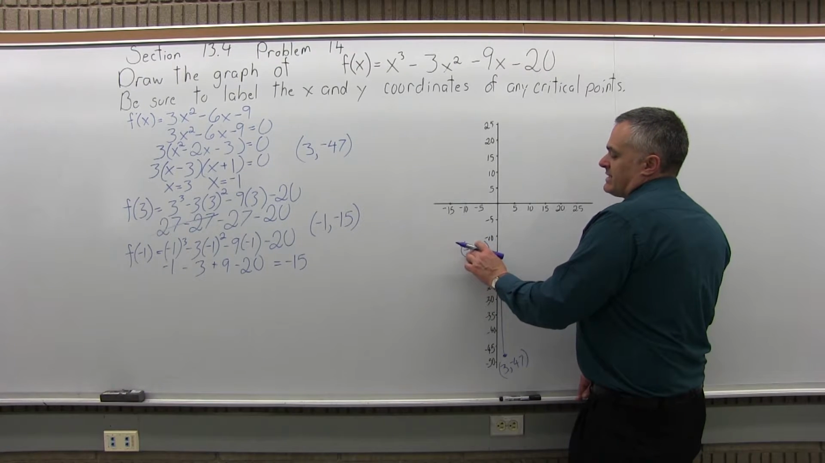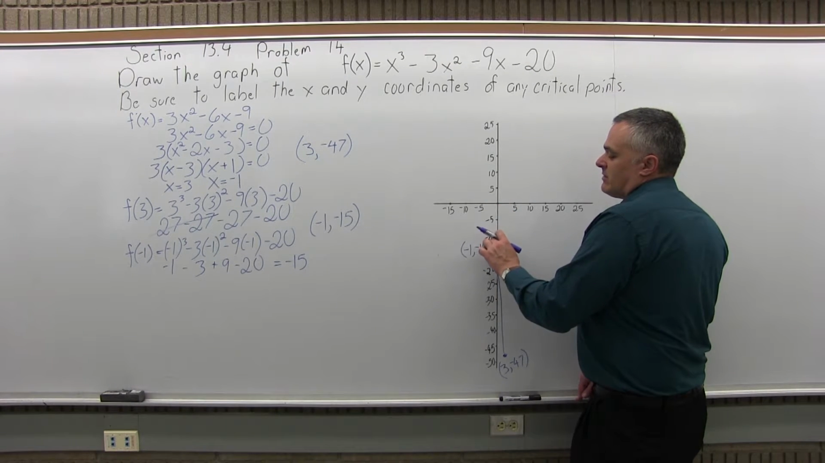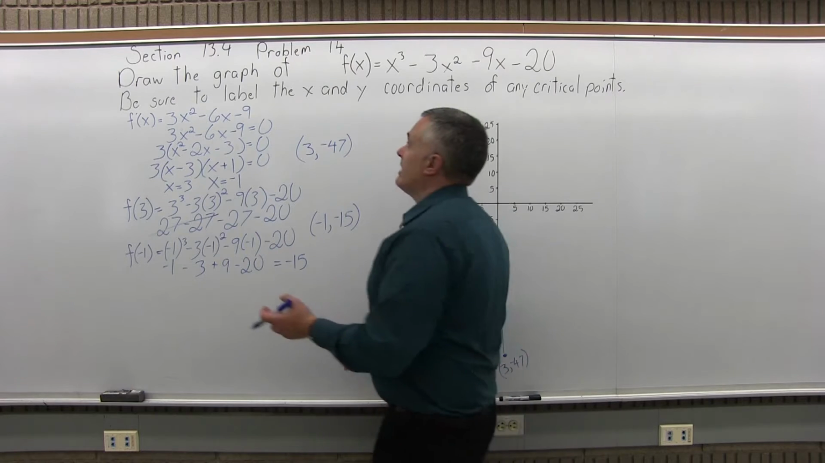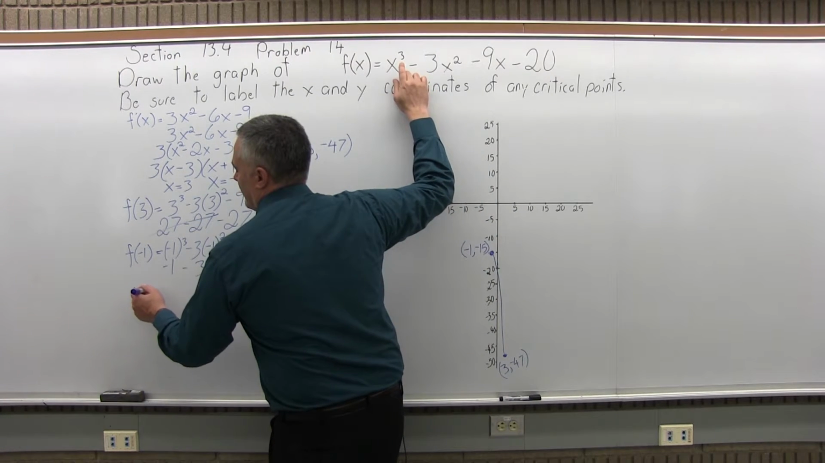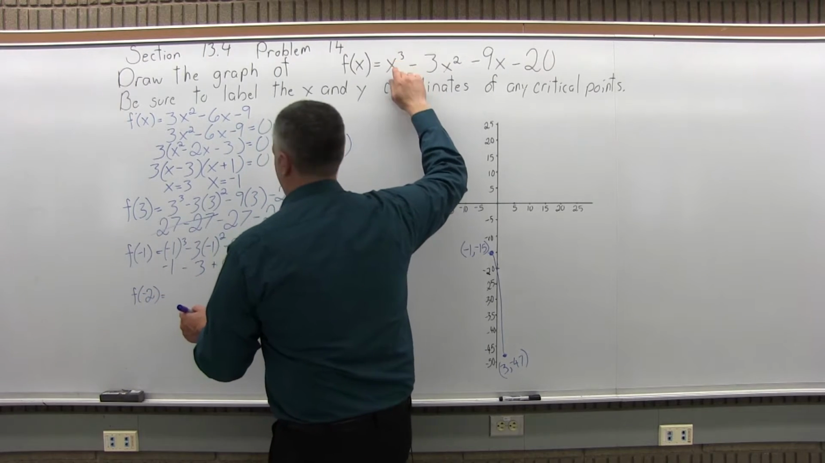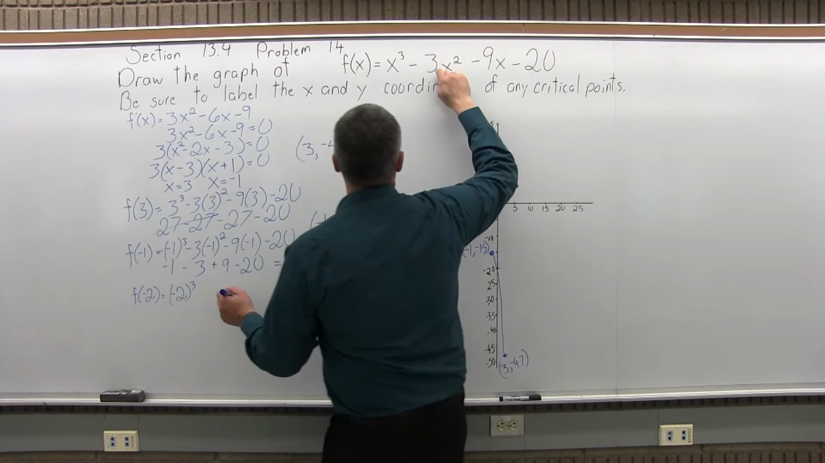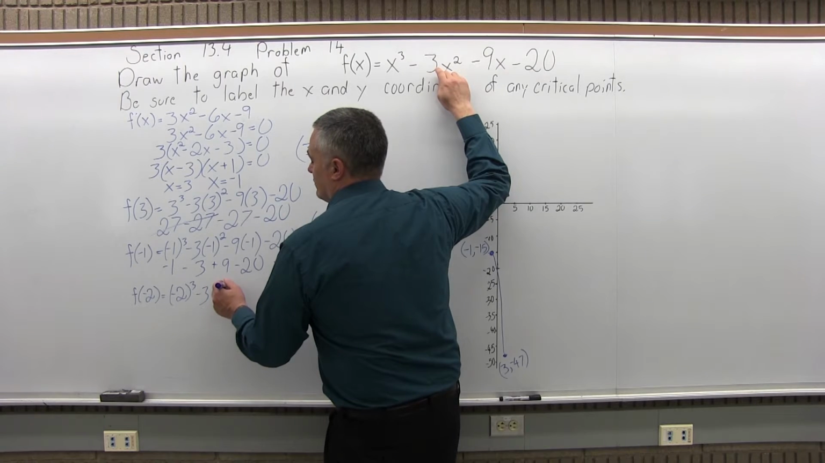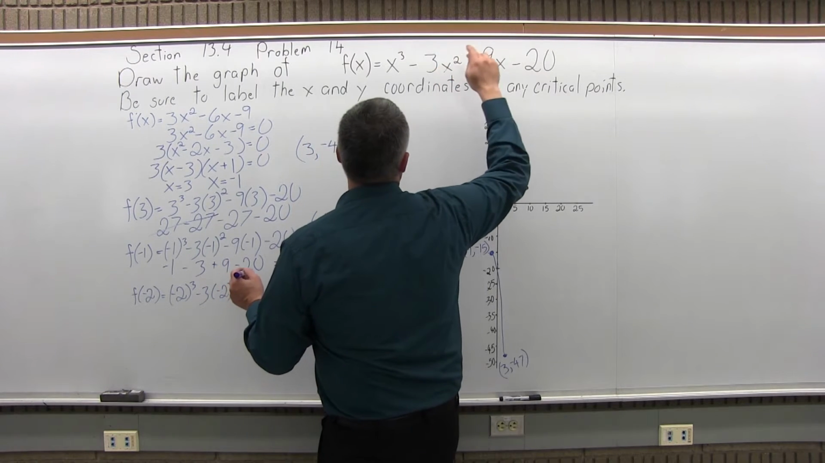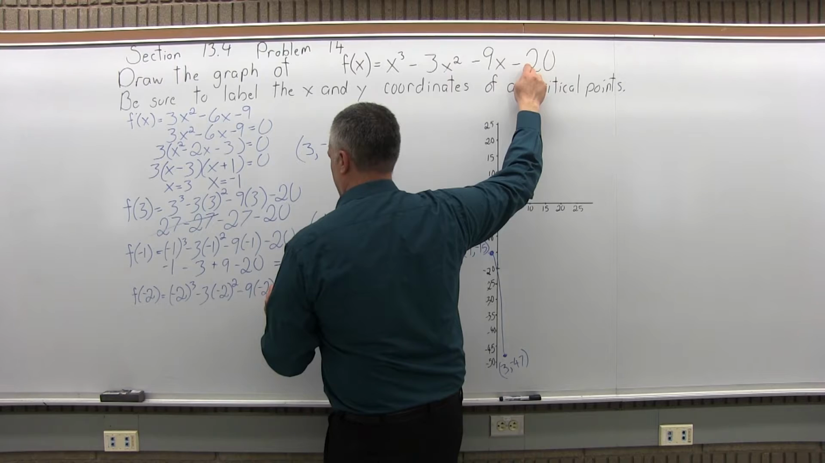So I know what happens when x is negative 1, my height's minus 15. Let's see what happens when my x is negative 2. So to do that, put negative 2 into f of x. So f of negative 2 equals, start with x cubed, which will make a negative 2 cubed. Next piece is minus 3x squared, so minus 3 times negative 2 squared. The next piece is minus 9x, so minus 9 times negative 2. And then minus 20.